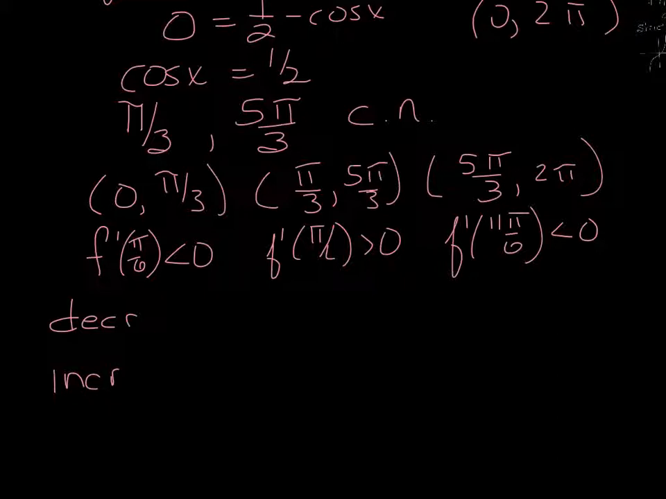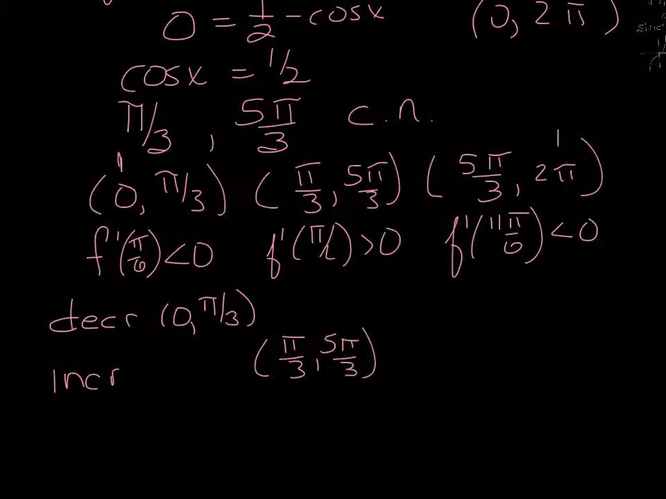What about 0 to 2 pi? Here's 0, and here's 2 pi. All right, so we are decreasing from 0 to pi over 3. I am increasing from pi over 3 to 5 pi over 3. And then I am decreasing again from 5 pi over 3 to 2 pi. Okay, so that tells me where I'm increasing and decreasing.